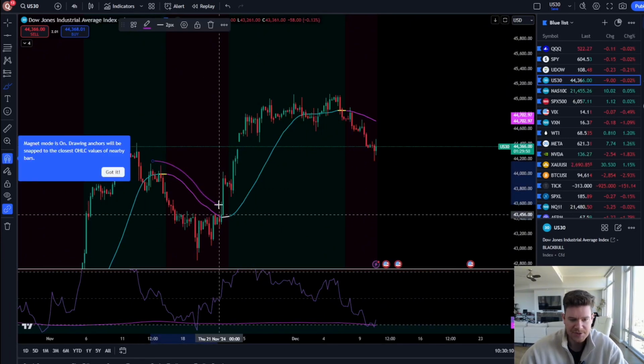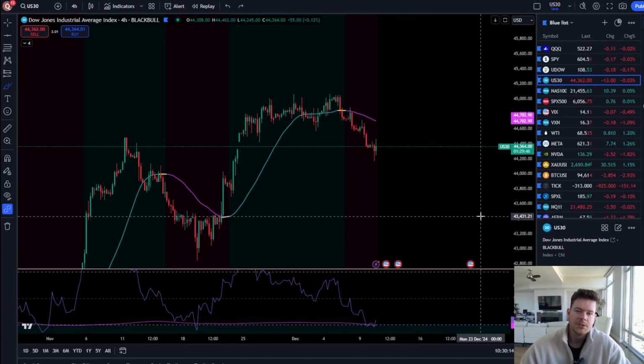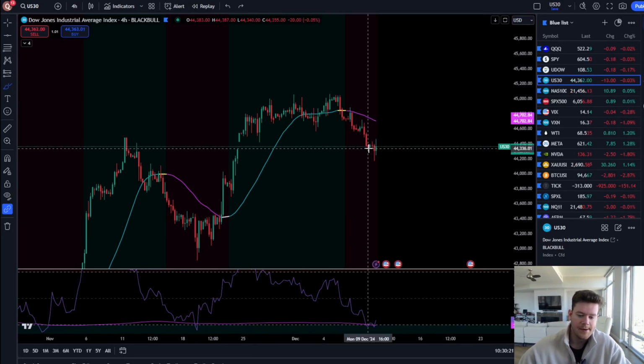So we can see here we're in a downtrend there, uptrend here, and then looking like we're in a downtrend right now. So what we want to do is only be taking long positions in uptrends and only short positions in the downtrend. It's really that simple.